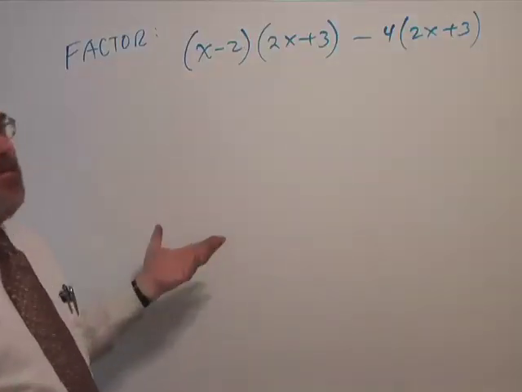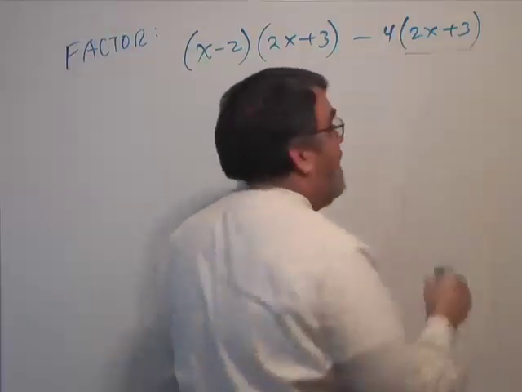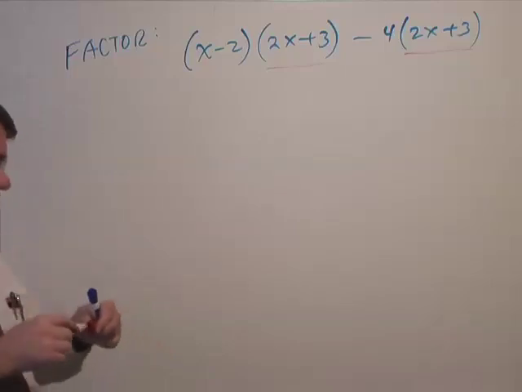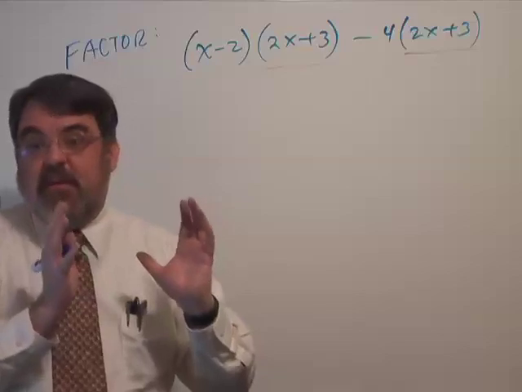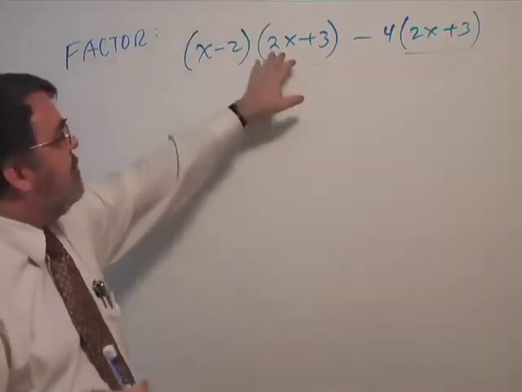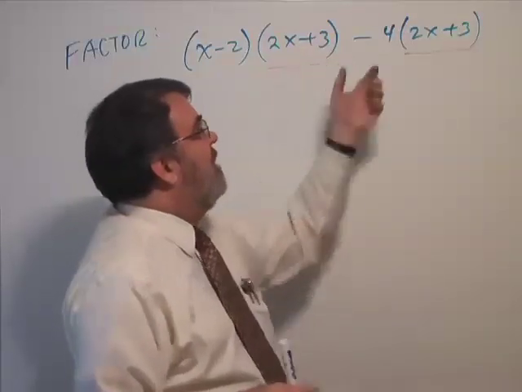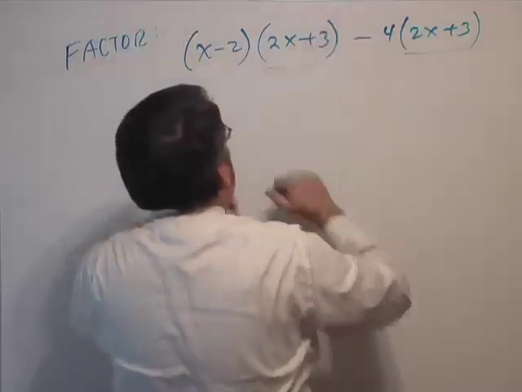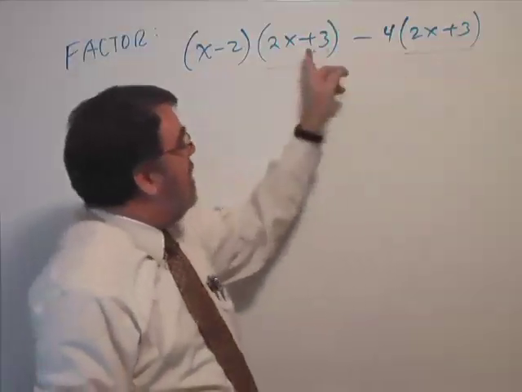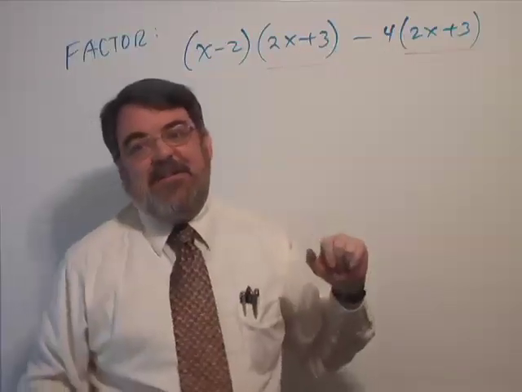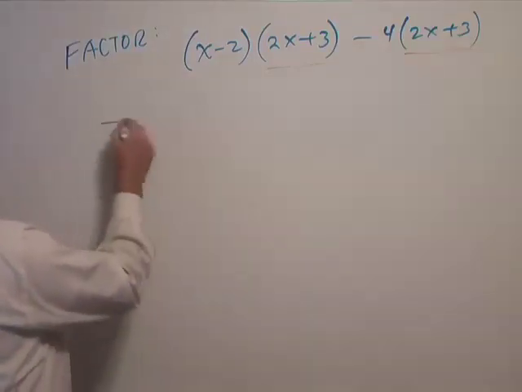But look again, there is a common factor, isn't there? And the common factor is 2x + 3. It's the parentheses. A parentheses is a grouping symbol that collects things together. And collected together, this piece, 2x + 3, appears in this term and that term. So two big terms, each one of them contain a common factor, 2x + 3. So I'm going to factor that 2x + 3 out.